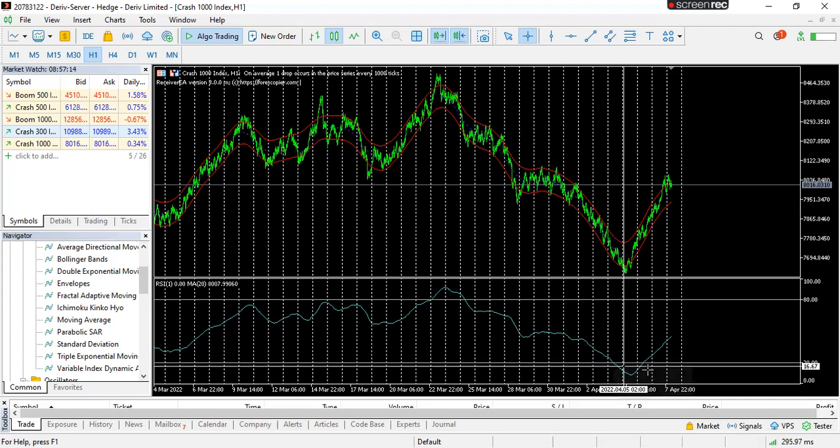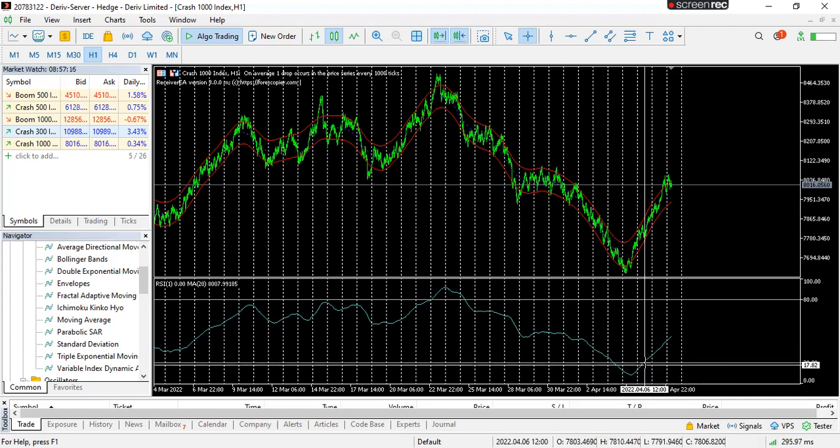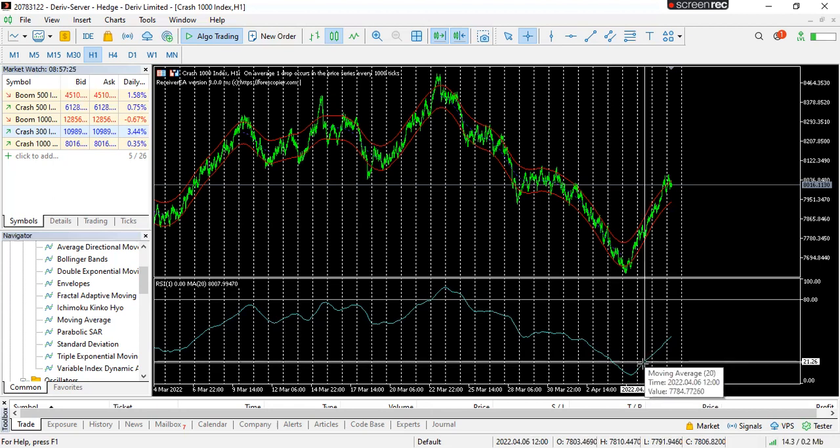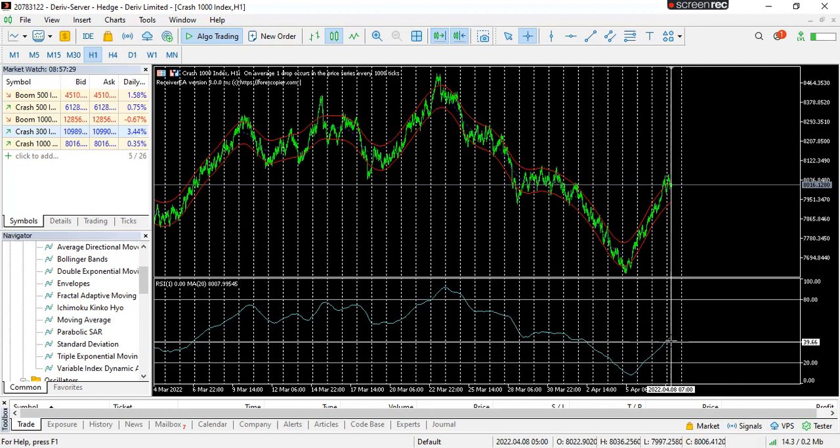Once it's leaving level 20, look at this one here. This is the current market sentiment. It's a buy. It's a buy. Unless you're a good scalper like me, then you can catch the spikes in between. But this is a clear buy.